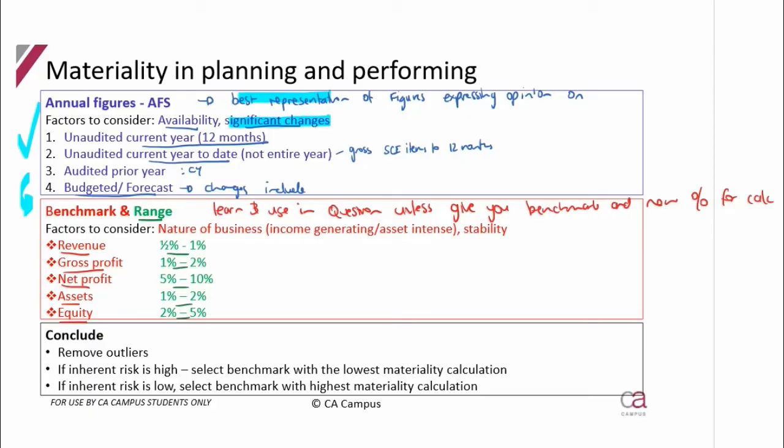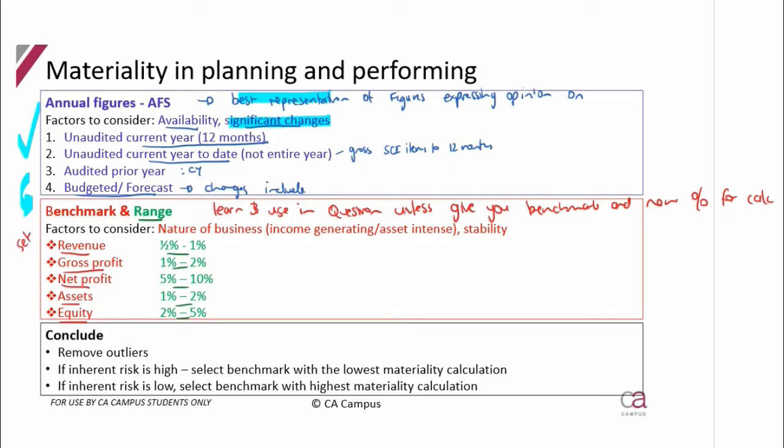Revenue, gross profit, net profit, assets and equity, and then the percentages that are applied to that. So if it's revenue, for your calculation, you're going to have to take the revenue amount in the financials, times it by 0.5% and 1%, and you get your range. Same for gross profit, net profit, assets and equity, and that's how you're going to calculate it. Before we start doing this calculation though, guys, you are going to have to select the benchmark.